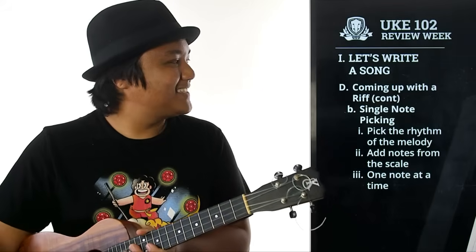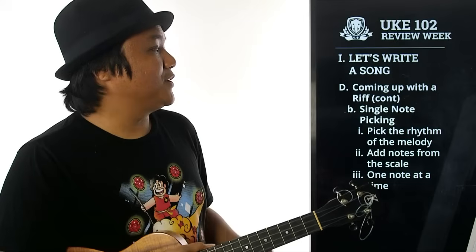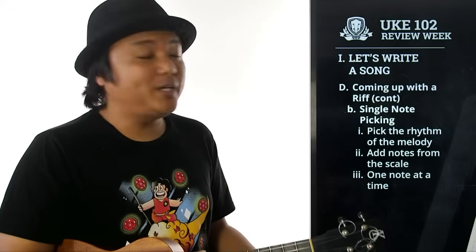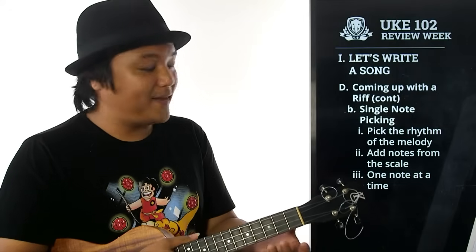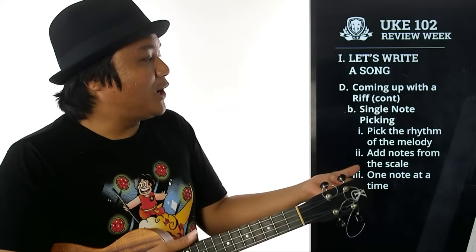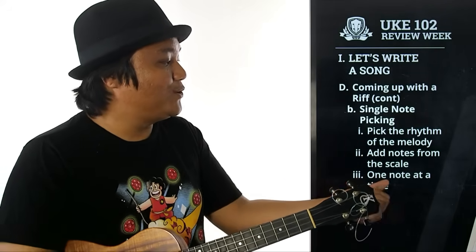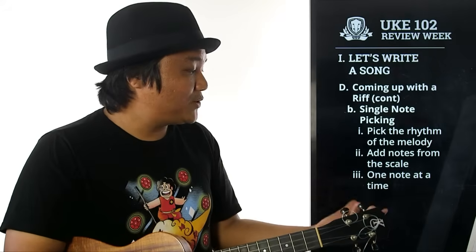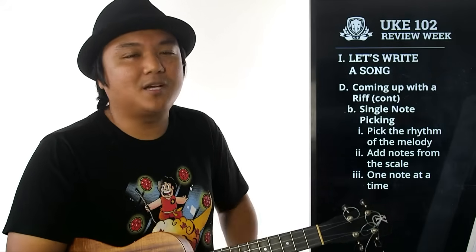Okay, next up. Coming up with the riff, continued. So single note picking. We don't have to do just finger picking. We can also come up with single note picking. We can pick the rhythm of the melody. We can add notes from the scale. The best way to do it, just do one note at a time. Just come up with the rhythm.